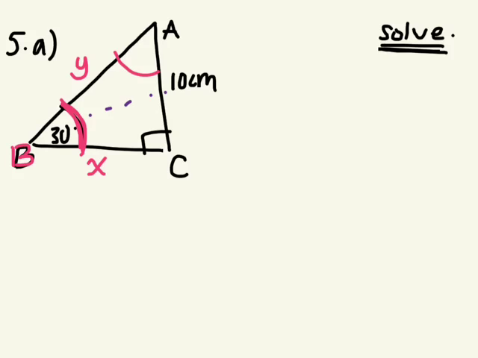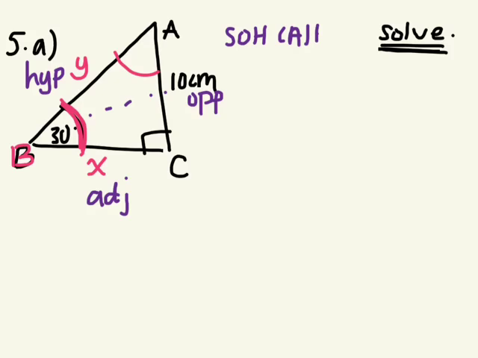10 centimeters, where would that be in relation to the angle B? Adjacent, opposite, or hypotenuse? Opposite, because it's not touching it. X would be adjacent, and Y would be the hypotenuse. We're going to use SOHCAHtoa. We have to figure out which ratio we're going to use. Do you want to solve for X or Y first? X. Okay, so we have the opposite side length.